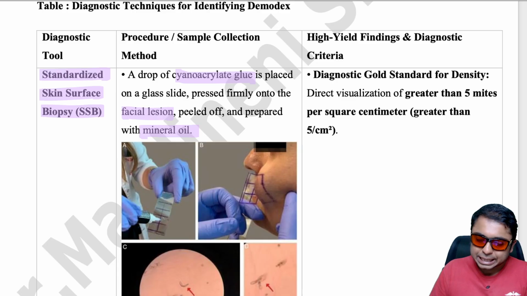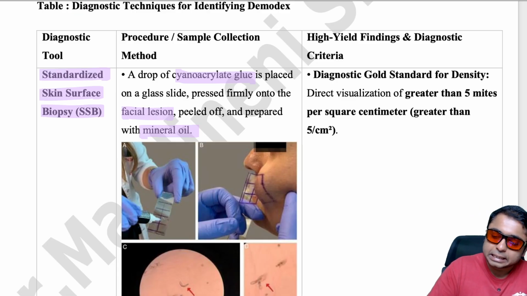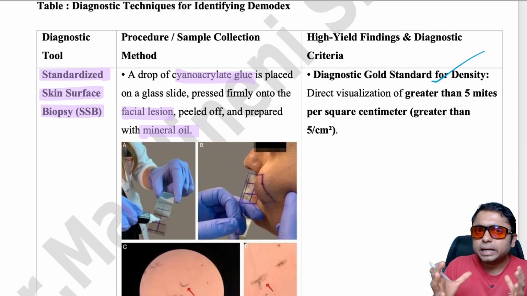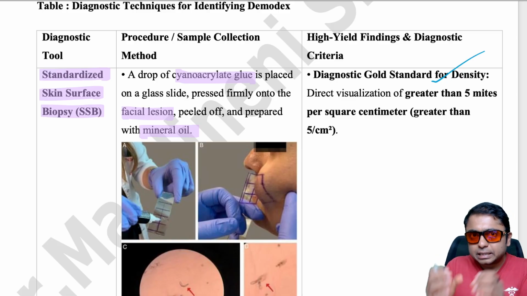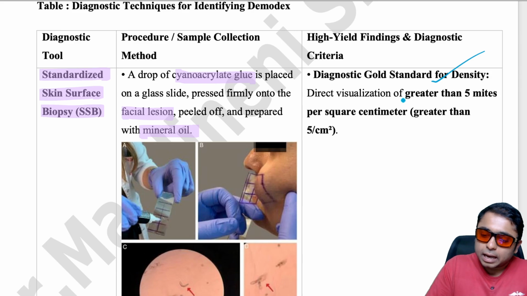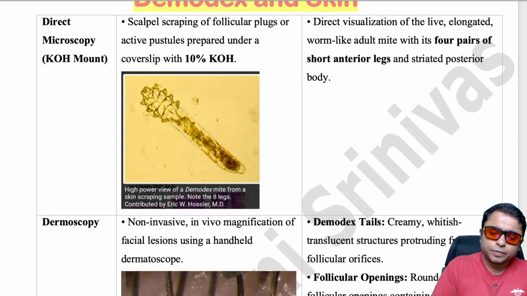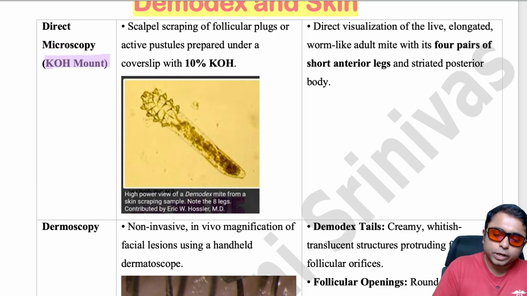What are we going to see in the microscope? So basically this is a diagnostic gold standard for identification of the density, how many are there in a given area. To identify this is the best option. Of course this is a number which I have already told, this much number. If it is more than this, then we can call it that it is Demodicosis. Of course we can also observe this directly under the KOH mount also.